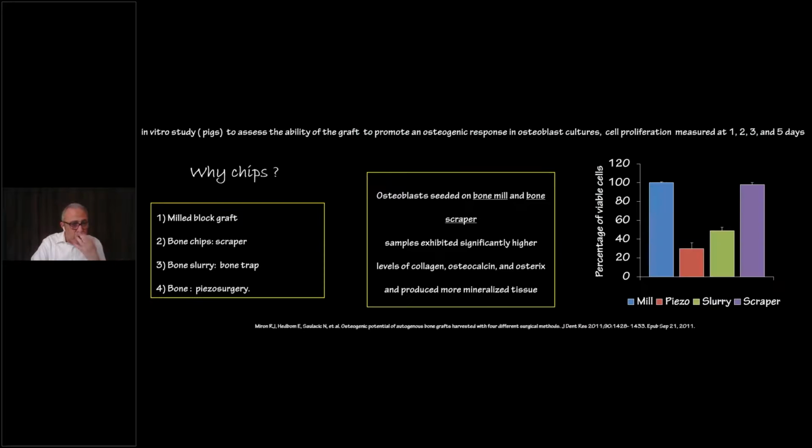Also, the Rick Myron study that is really famous, when he followed up several types of bone grafts: autogenous chips, scrapers, slurry, piezo, and the mill. He found out that the chips exhibited significantly higher levels of collagen, osteocalcin, and osterix, and produced more mineralized tissues over 5 days. So this is a study that gives us an idea why we would use the chips.